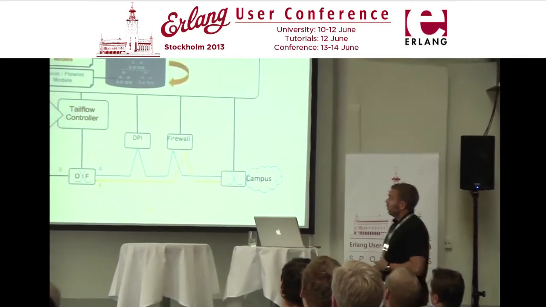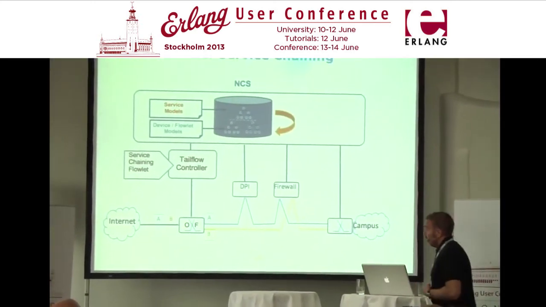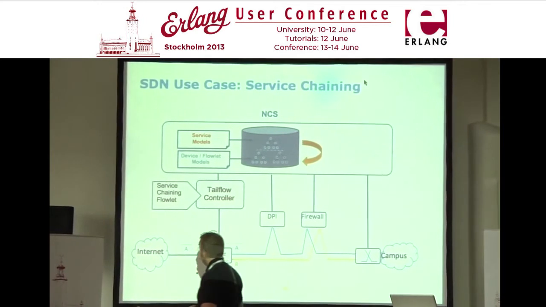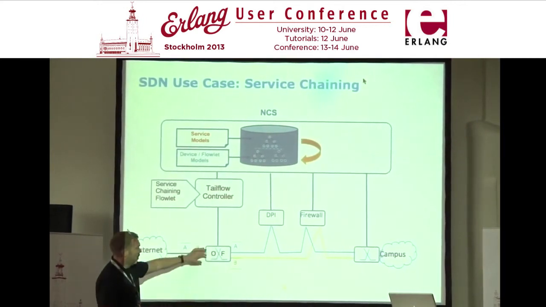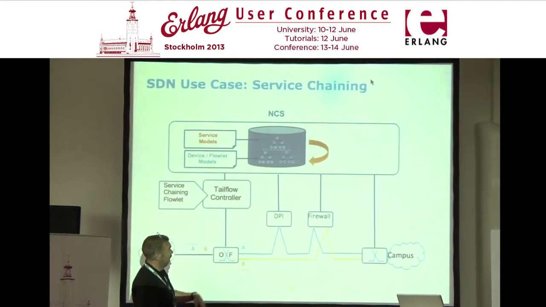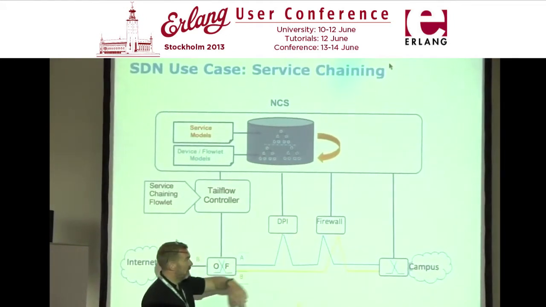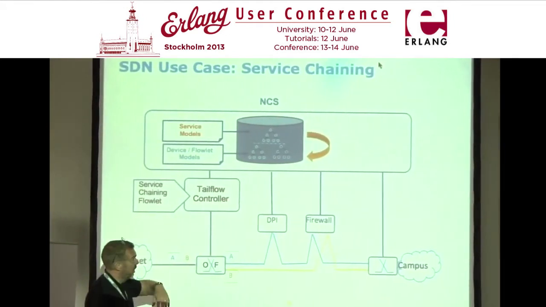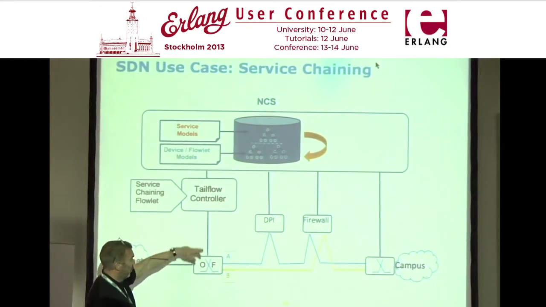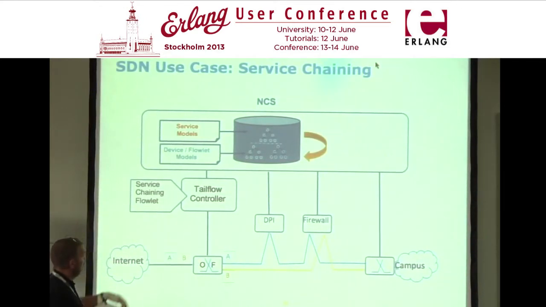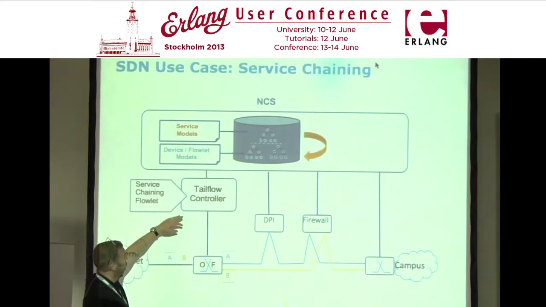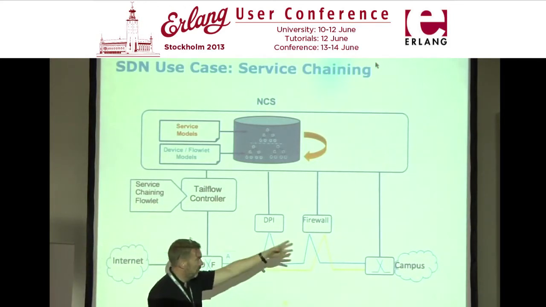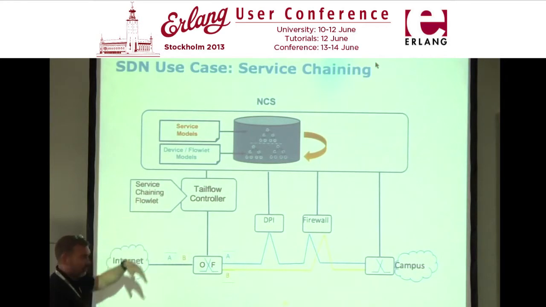So here is the concept of service chaining. We have this Openflow switch, and into it we have some network devices connected, firewalls, deep packet inspectors, etc. The Tailflow controller controls the Openflow switch. We have written a certain service chaining Flowlet for that. We have all those nice device models, both for the Flowlet here and for all those devices. We have a service model for service chaining that we have defined.